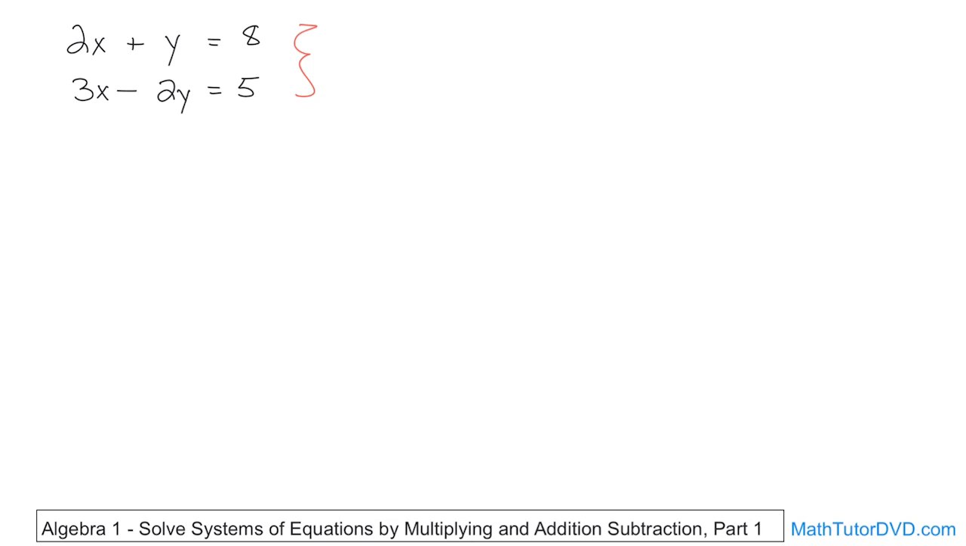So the original equation is 2x plus y is equal to 8, and the second equation is 3x minus 2y is equal to 5. Now what I'm going to do is multiply the left side of this equation by 2, and multiply the right side of this equation by 2. So I can do that. That's perfectly fine.